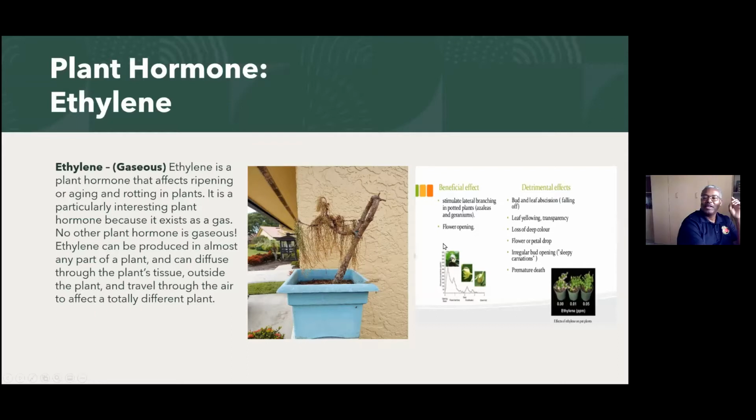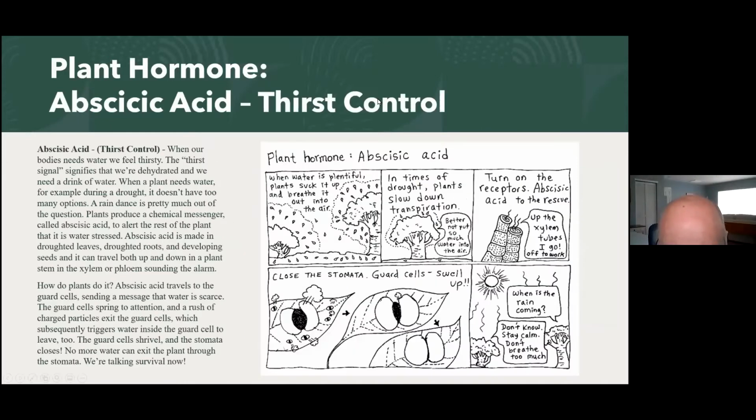The detrimental effects of ethylene, this gas, are bud and leaf abscission. It'll cause the leaves to fall off. It's a ripening hormone. It'll cause leaves to yellow, loss of deep color, and eventually petal drop. That's due to an extra amount of ethylene. This is also what ripens a fruit, bananas or whatever, if you put them inside a bag.